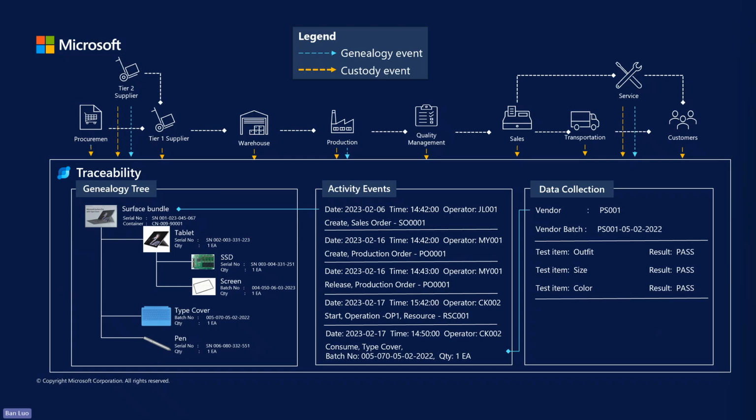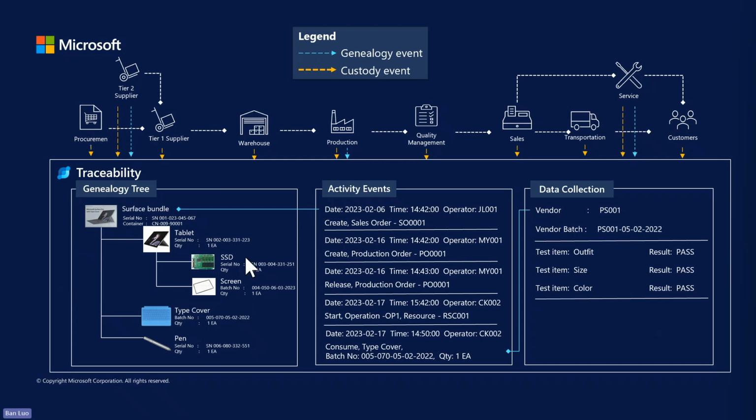Each of these components has its unique identity, such as the serial number or batch number. And we can also drill down to the composition of subcomponents. So you can see this tablet is made from one SSD and one screen. And each of these compositions also has its unique identity, like the serial number or batch number.